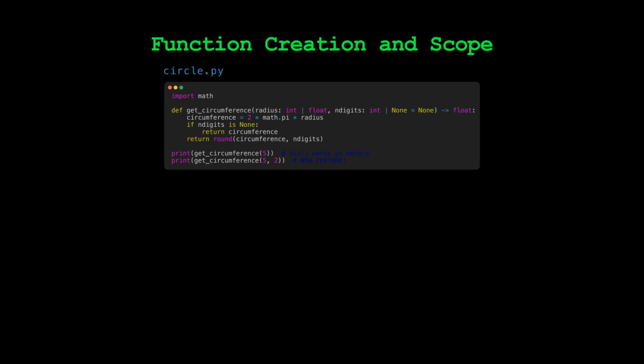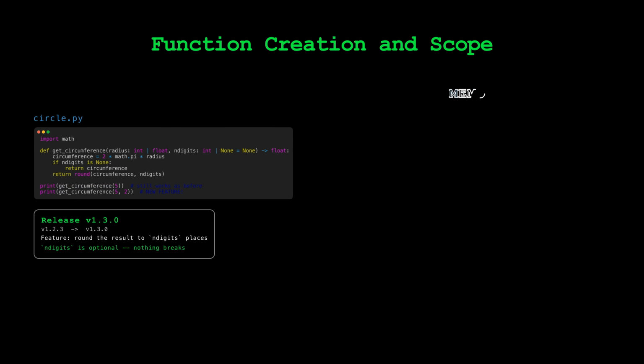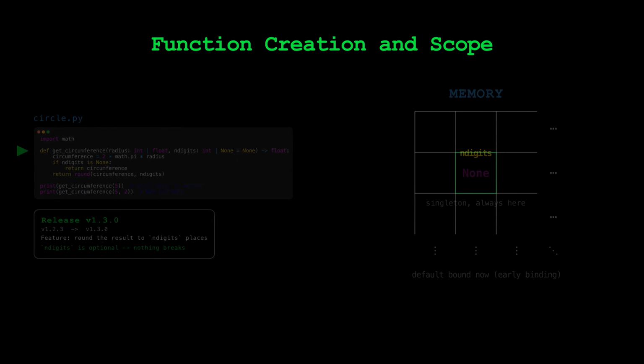Since backward, forward, sideways, and all sorts of compatibility matter in programming, the usual fix is to give n digits a default value. Here, n digits defaults to None. When Python executes the def statement, it evaluates that default right then. This is called early binding. None is a singleton, already in memory from the moment Python starts, so n digits just binds to that existing object. With this knowledge, we're ready to graduate from kindergarten.